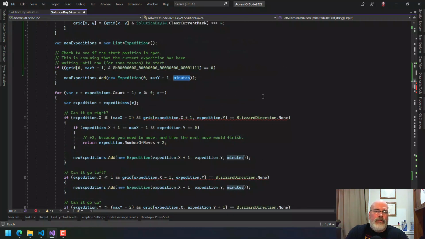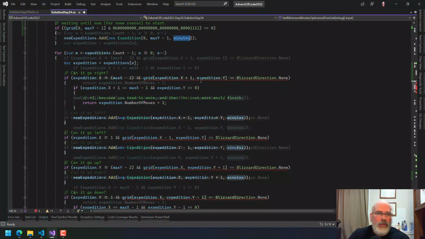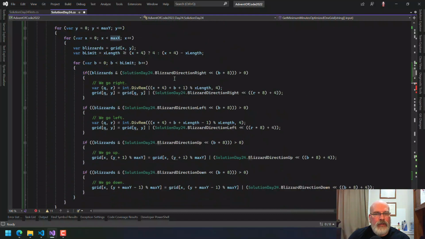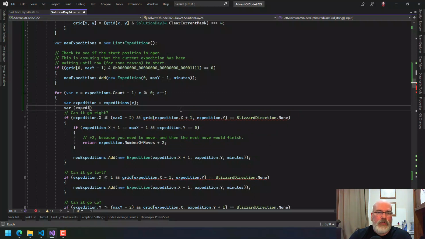So what are we trying to say here? Can it go right? Why am I doing max x minus 2 here? Because the max x, that's definitely wrong. That's the length. And this is also expedition quotient, expedition remainder. I bet those are going to be very helpful. Int div rem.